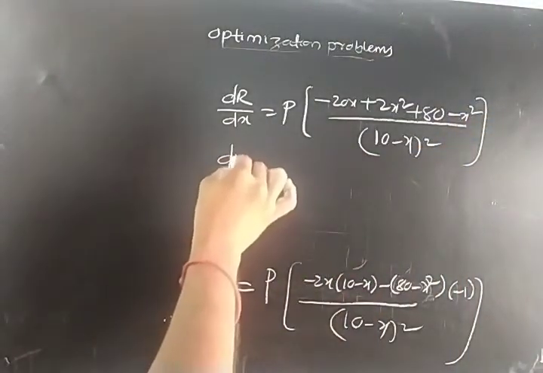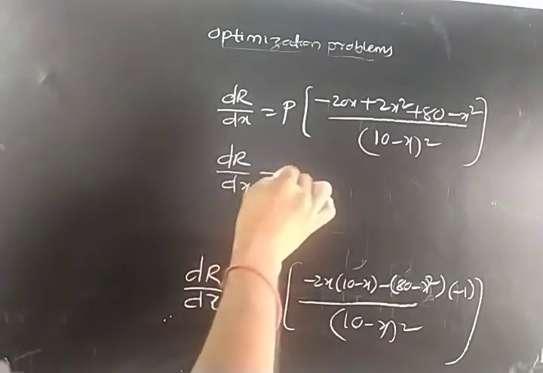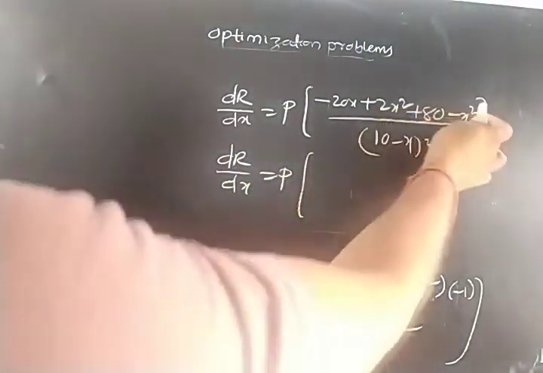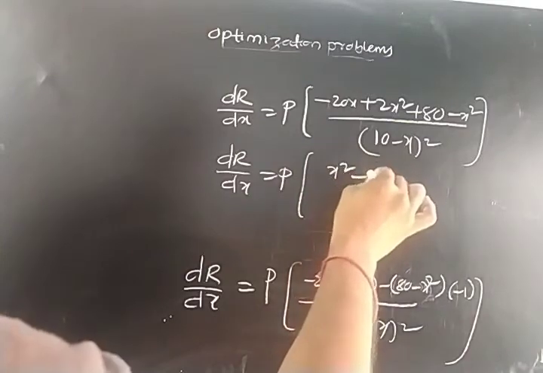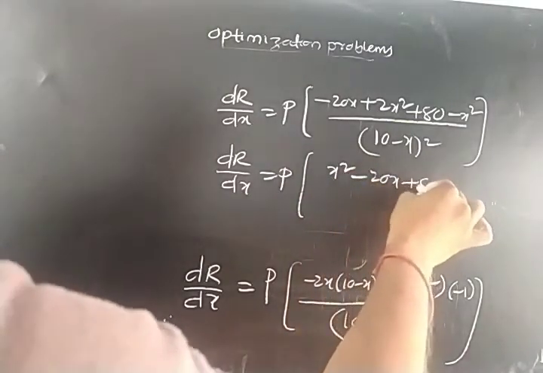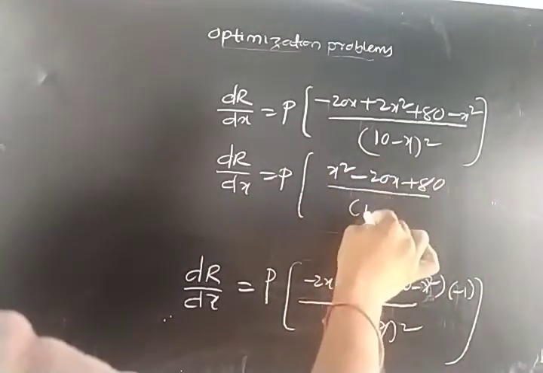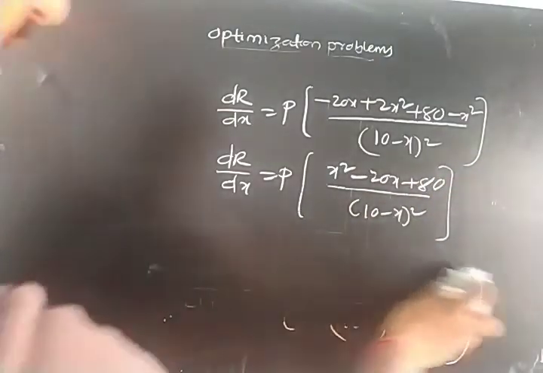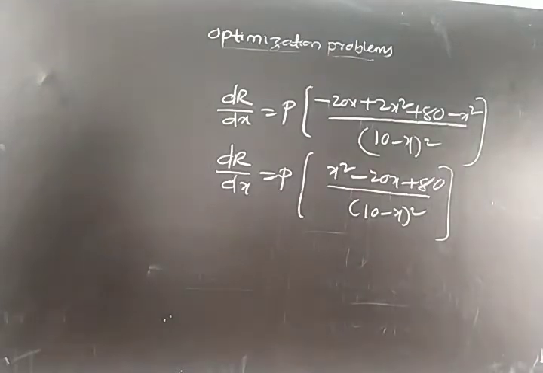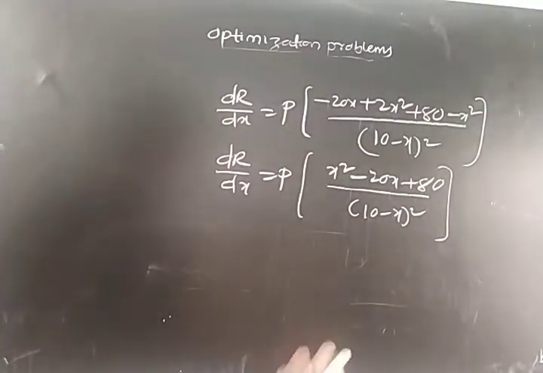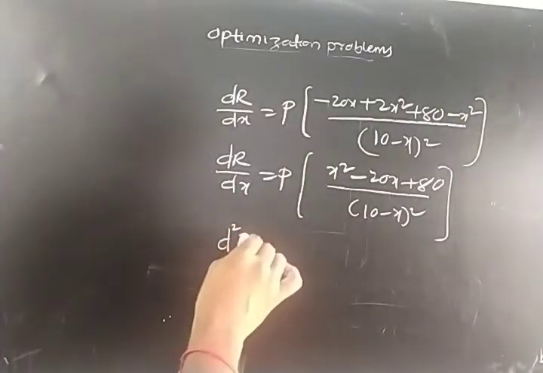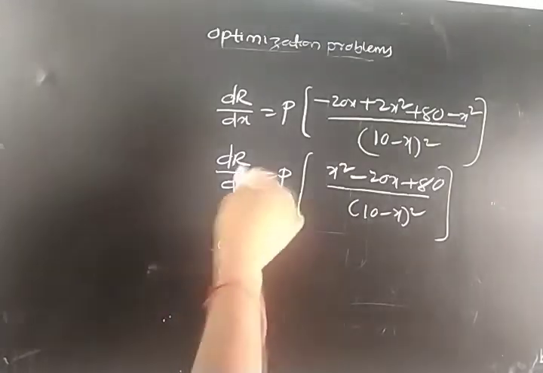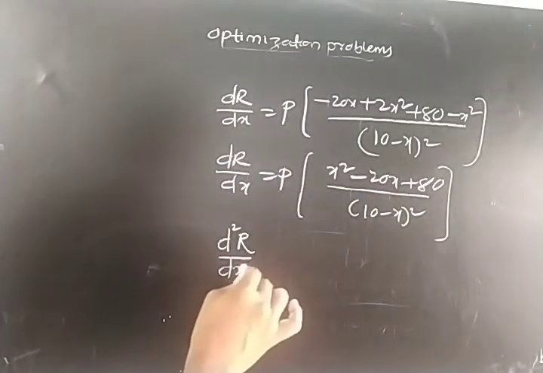Again by simplifying it, dR/dx is equal to P into (2x² minus x² minus 20x plus 80) by (10 minus x) whole square. So this is the first derivative. By taking the first derivative, we will get the stationary point. After getting the stationary point, we have to check the second derivative also. So first I am finding the second derivative. Then after I will take the first derivative equal to 0 to get the stationary point.